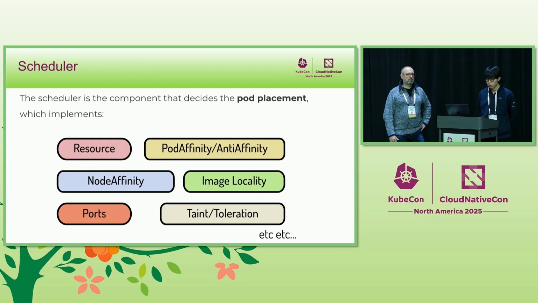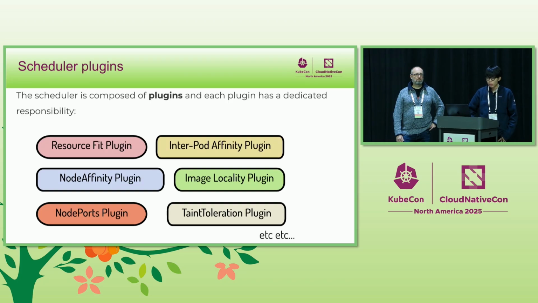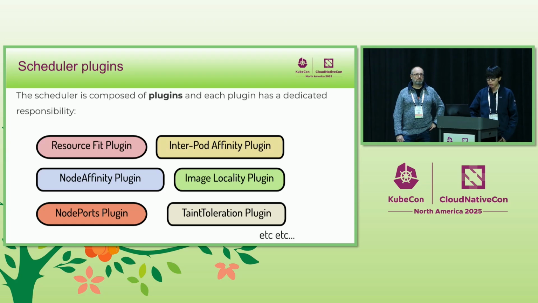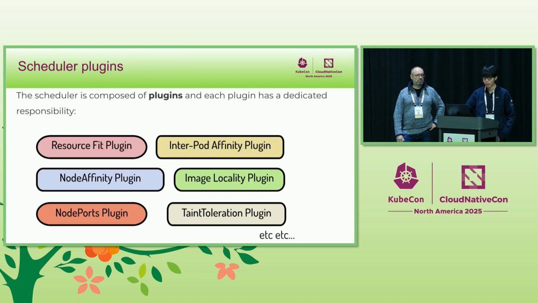Here we have the scheduler, which is the main component for us. Basically, this is the component that decides the pod placement. I believe that most people using Kubernetes are using the scheduler as well. We have plugins, and plugins implement the scheduling features. For example, for pod affinity, we have the InterPodAffinity plugin. And for other features as well, we have a dedicated plugin for them.